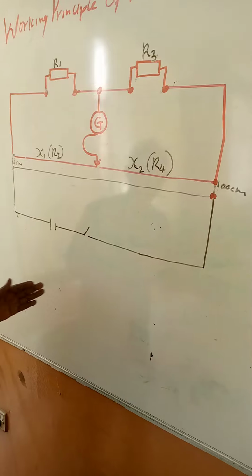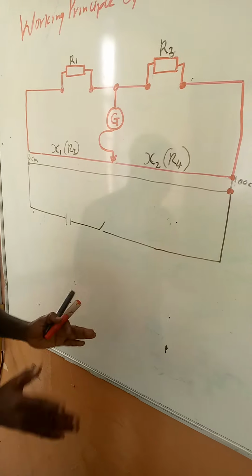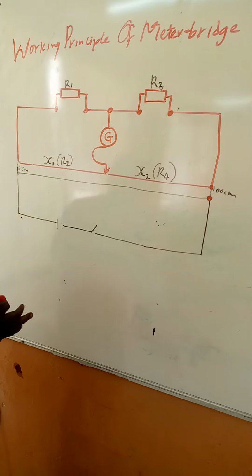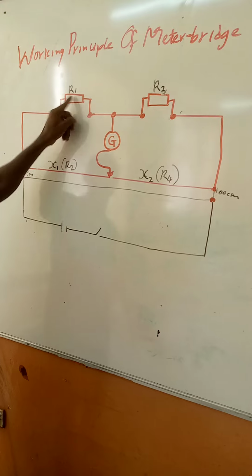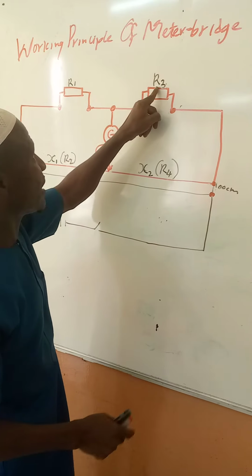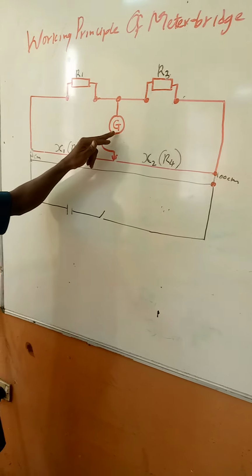So we call it metre bridge and Wheatstone bridge because it has two spaces that we need to bridge or cover with a resistor or any conductor. Therefore, according to my own, I will use R1 to block this space. This is one terminal and that's another one. Then I will use this resistor R3 to block this space. This terminal will be connected to the galvanometer.